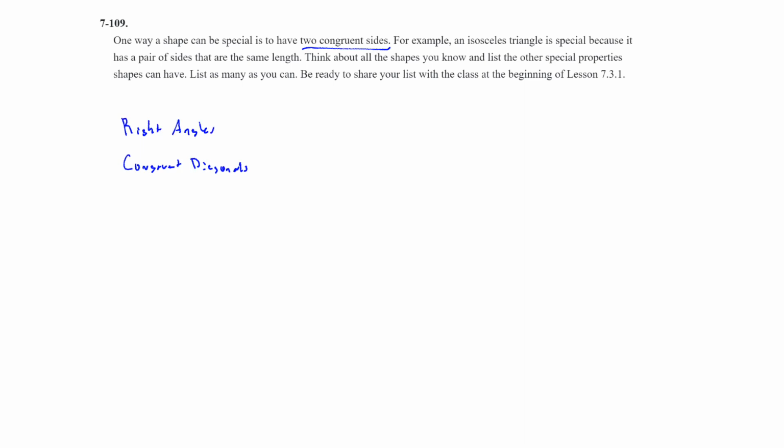And so one of the things we proved about rectangles was their diagonals were congruent. We've talked about parallel sides, that's another thing. We've talked about diagonals bisecting each other. We've talked about congruent angles.